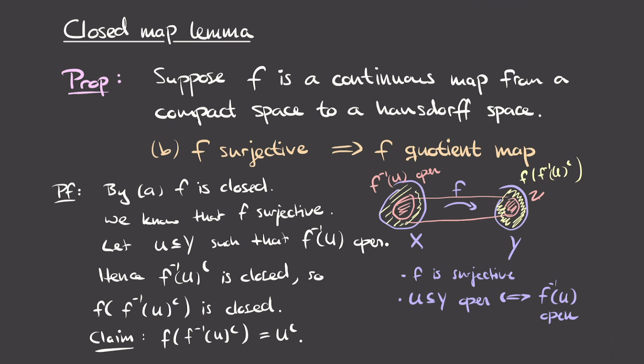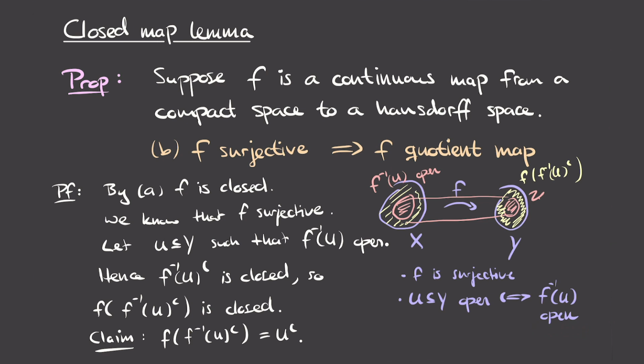So the thing we want to prove is that under the assumptions of the closed map lemma, namely that we have a continuous map from a compact space to a Hausdorff space, if that continuous map is in addition surjective, then it is in fact a quotient map. And we recalled that being a quotient map means being continuous, surjective, and moreover that every subset that is open in the codomain space Y is open if and only if its preimage is open in X.